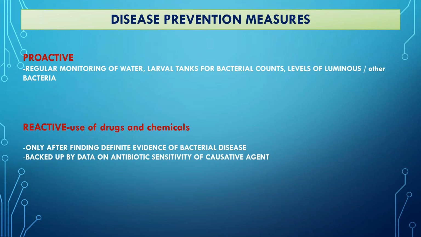Followed by reactive, that is the use of drugs and chemicals. Only after finding definite evidence of bacterial disease can we opt for antibiotic treatments, and then backed up by data on antibiotic sensitivity of the causative agent. Otherwise we are using the antibiotic blindly, and the bacteria responsible for the disease may be totally resistant to that antibiotic. The fish in turn goes resistant against the antibiotic in future use as well. So that must be kept in mind.